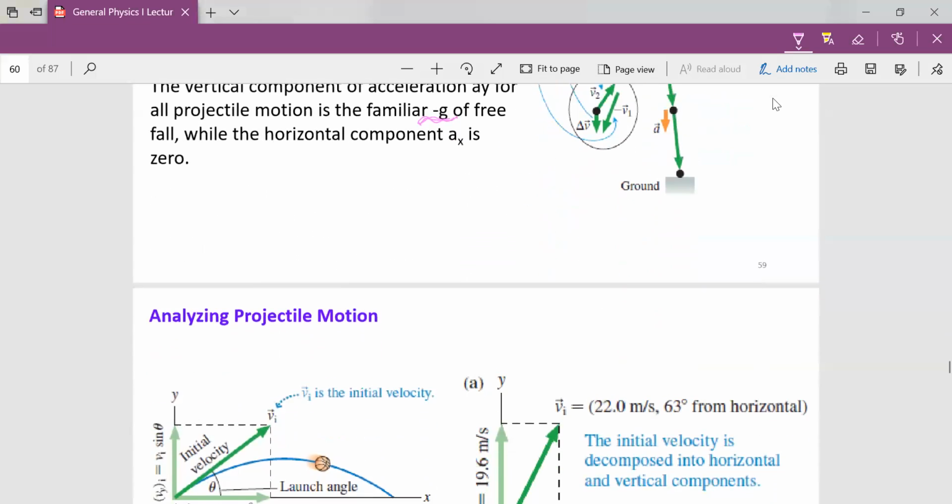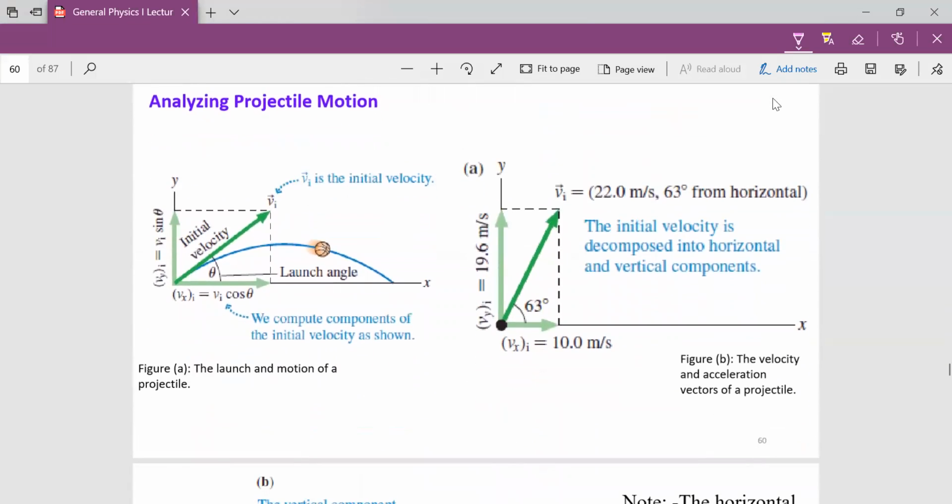Okay, in both cases. So how do we analyze projectile motion? When analyzing projectile motion, we bring in our understanding of constant acceleration on the vertical axis and constant velocity on the horizontal axis. Our understanding of that is what we actually apply to analyzing projectile motion.